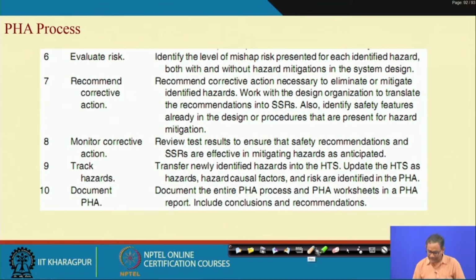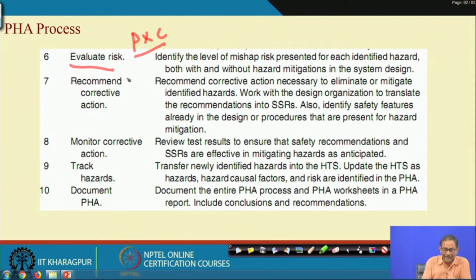Then a few things which are basically new, what is not there in PHL: evaluate risk. I told you risk is probability times consequence. This principle we will be using here for every PHL, every hazard. Then recommend corrective actions. So, what do you want?